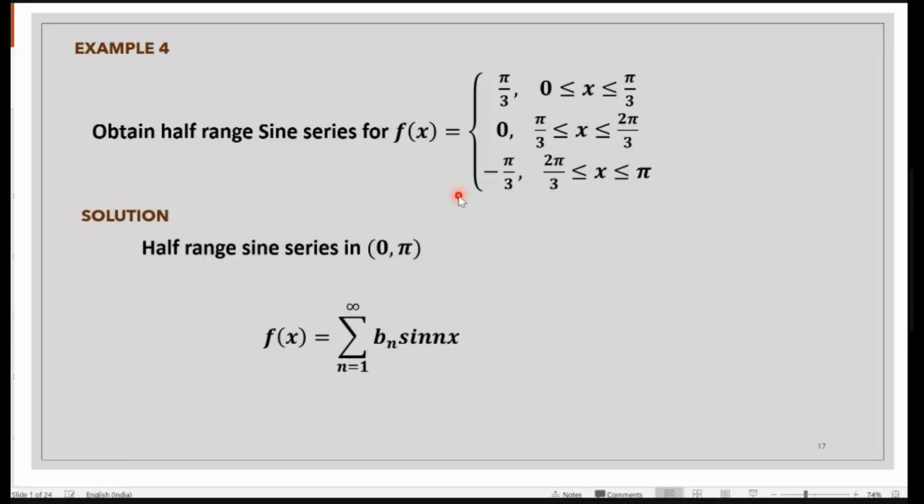Again we have to find Bn, and here sin nx will come instead of sin n pi x by L. Or you can study only one formula, which is sin n pi x by L, put L equal to pi here, and we will get sin nx. Always remember just one: cos n pi x by L and sin n pi x by L. When L is equal to pi, we will get sin nx. Calculating Bn.